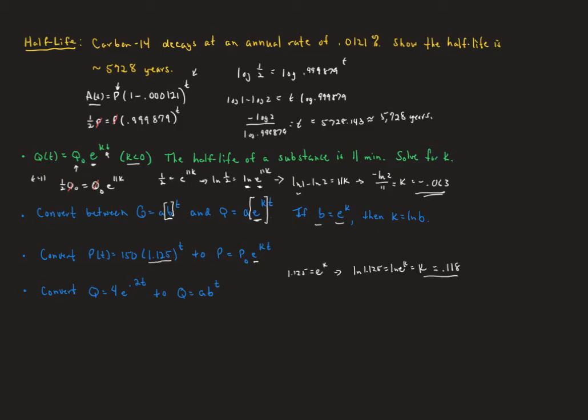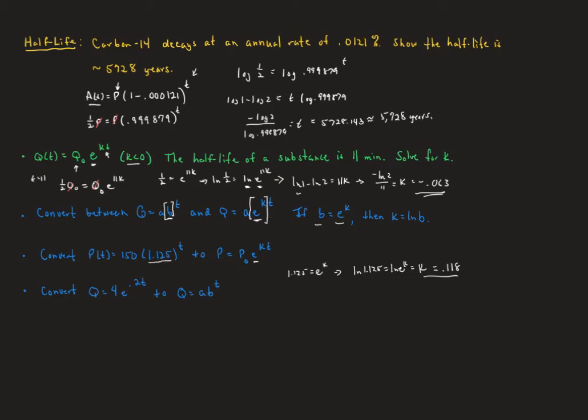And you can see that it's close to what we got. So the 0.118 is close to that 0.125, but a little bit smaller because we get more bang for the buck when we're base Euler's number.